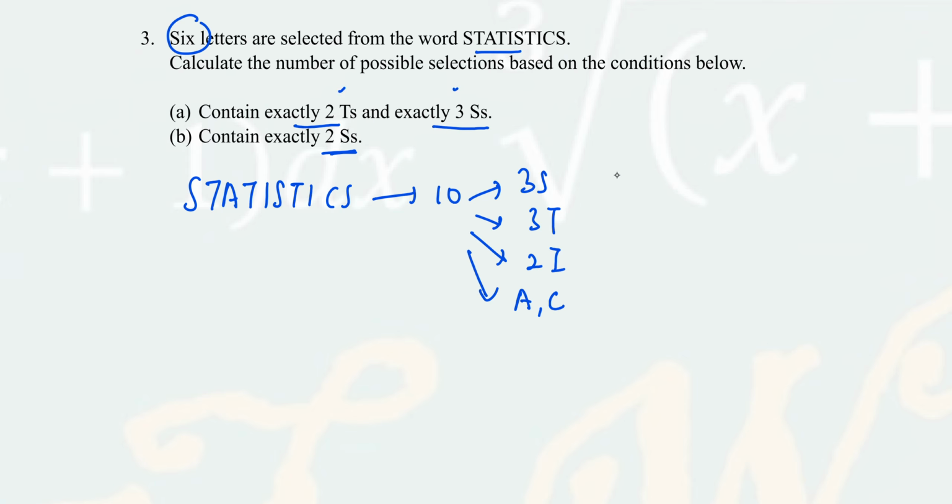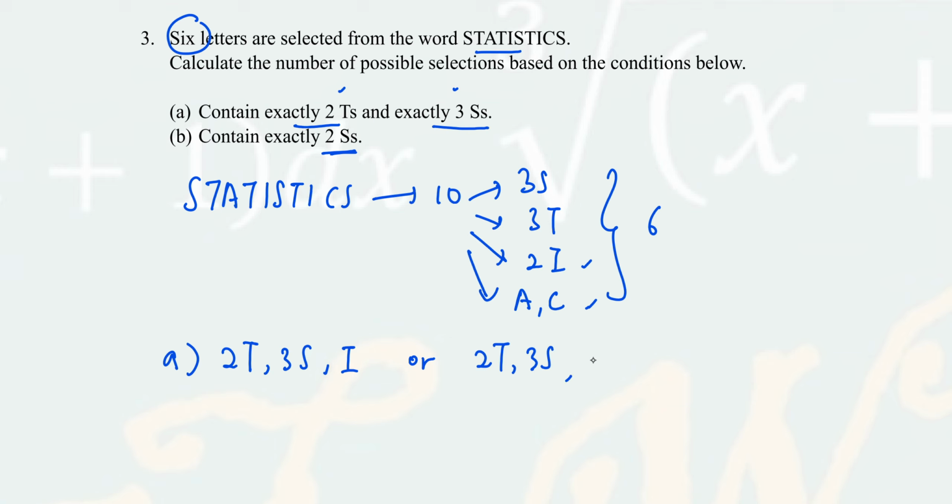Alright, so after you have confirmed all of these are correct, now we need to solve exactly 2 T's and 3 S's. So remember, from here I need to choose 6 letters. So for part A, if I need to get exactly 2 T and 3 S, here already 5 letters. Then I need to choose another 1. The 1 might be chosen from I or the A or C, right? So what I need to do is consider either I choose I to make it to 6 letters, or probably I do not choose I. I choose A or C.